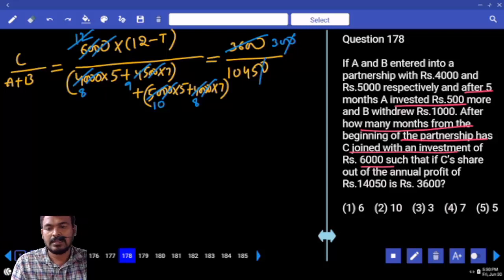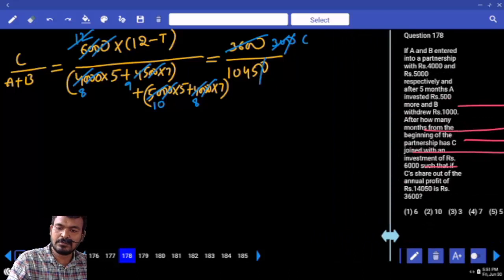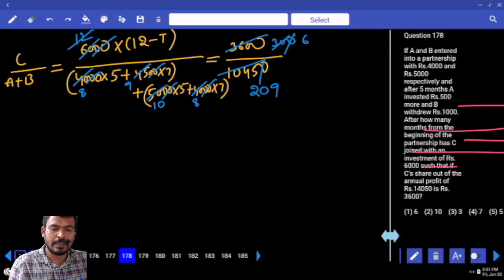Okay. 30, 15 multiple, 1045. That is a 15 multiple. 15 6s are 90. What is the remaining? 145. That is a 15 multiple. No. 5 how many times? 6. 5 how many times in the denominator? 209. What is the remaining value on the left hand side numerator?